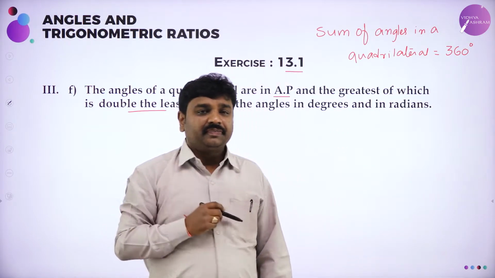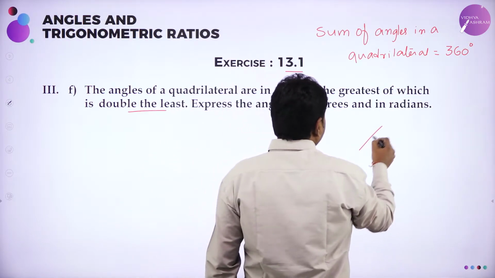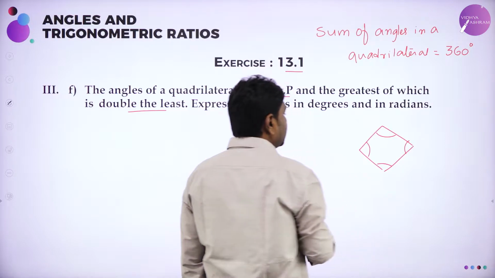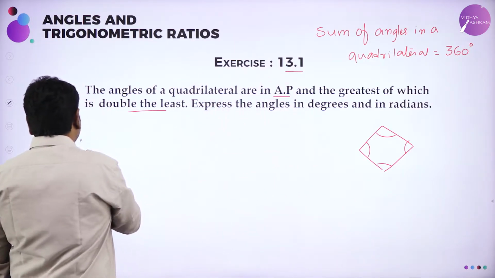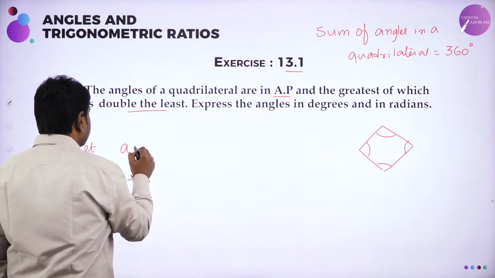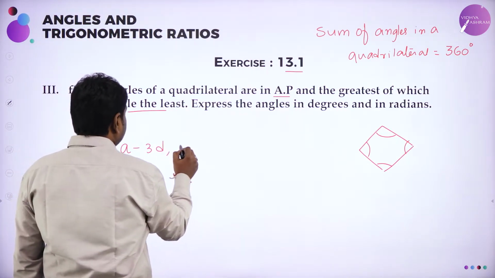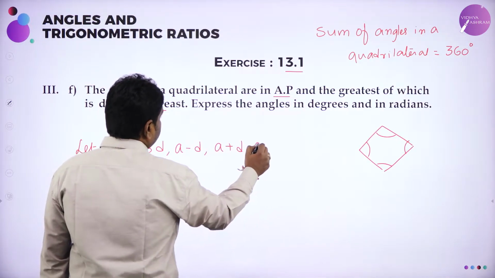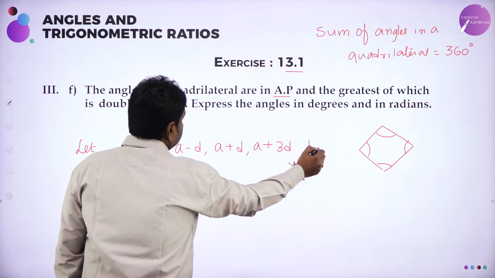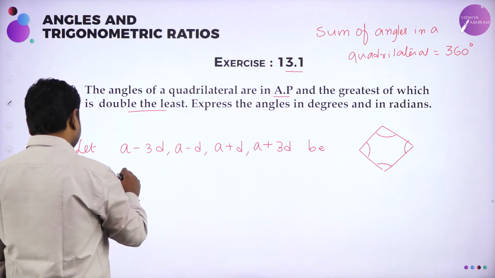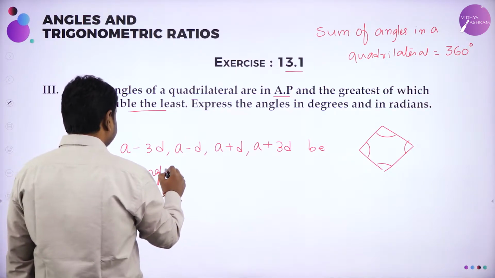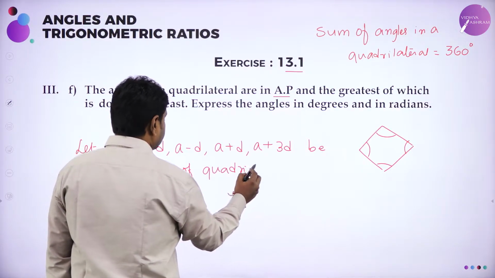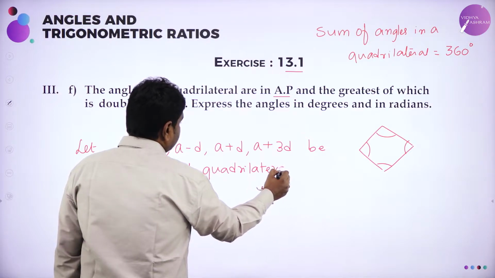So now they told they are in AP. You know, quadrilateral is a four-sided figure. It will have four different angles. But the four angles are in AP. That's why let us assume if four terms are in AP, we'll take them as what? Let a minus 3d, a minus d, a plus d, a plus 3d be the angles of quadrilateral. This is our assumption. We will take four quadrilateral angles like this.